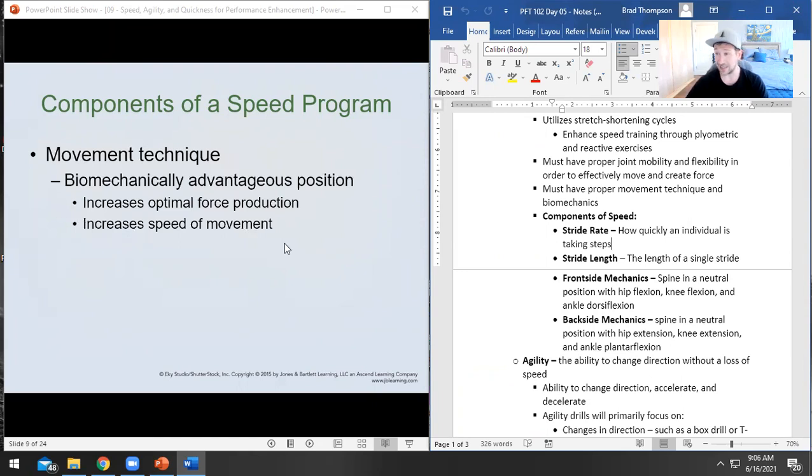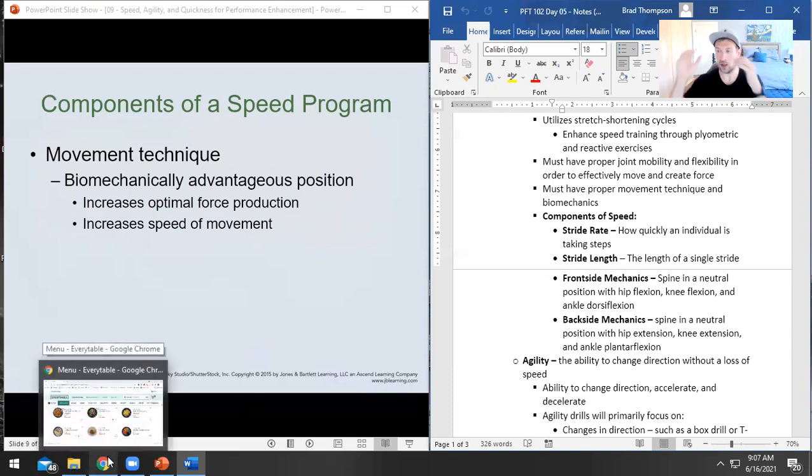Also, movement technique is very important. This is the first time we are seeing this in this course, but we're going to definitely see this in a couple days. We definitely want to make sure that our clients are moving in a biomechanically advantageous position. It's a big fancy way of saying you want to move in such a way that the movement is natural, easy, and the way it was designed to be performed. It's the reason we tell our clients to drive their knees out while they're squatting.